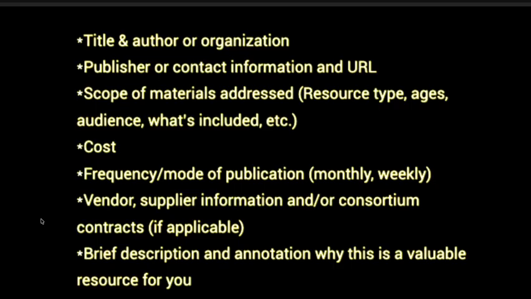So this is a list of the criteria that you need to include for each of your resources: the title and the author or organization, publisher, the URL, the scope of materials that are addressed, so the type of resource and the age and audience that the materials are for, what's included, and as I was showing you, additional features, cost, how often it's published, also if there's any additional vendor, supplier, or discounts or consortium contracts, and include a brief description of why this is a valuable resource for you.